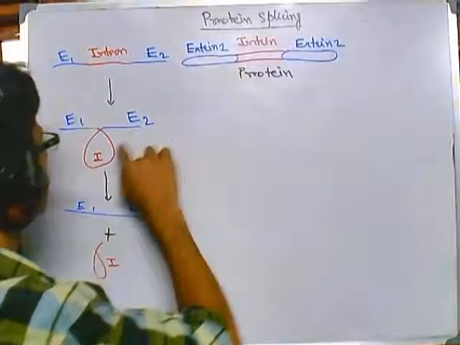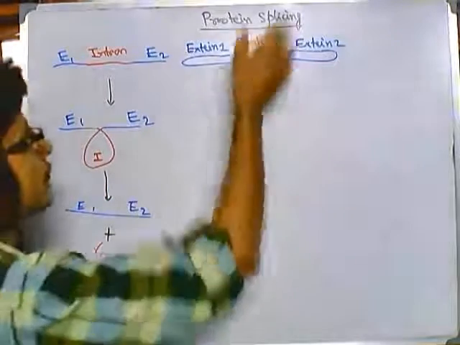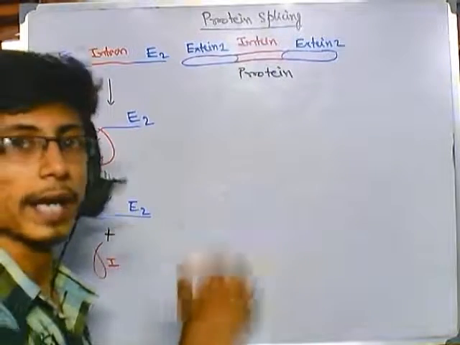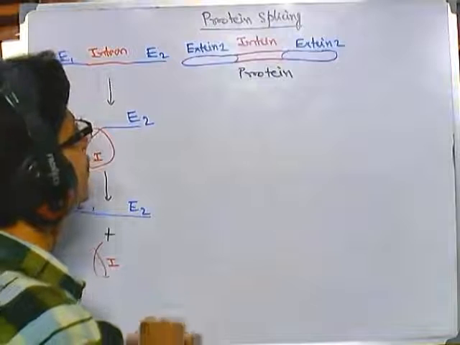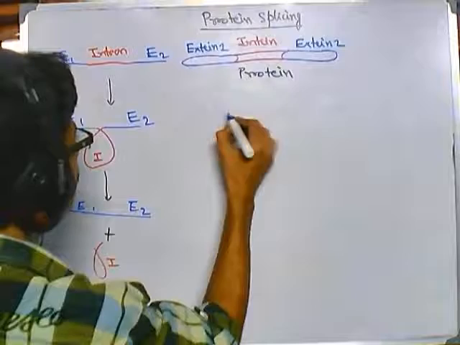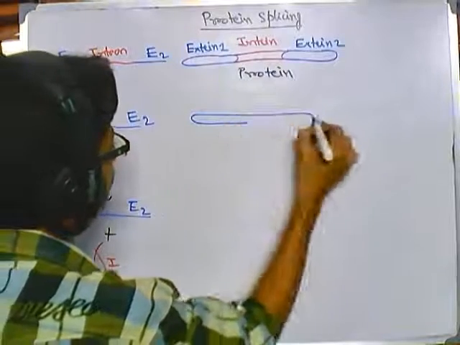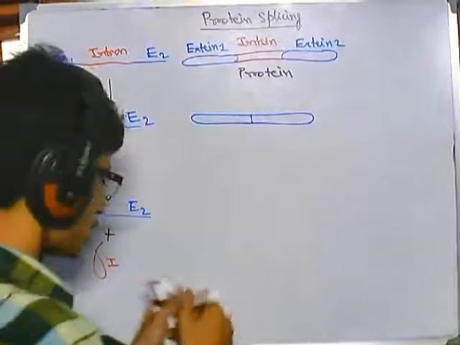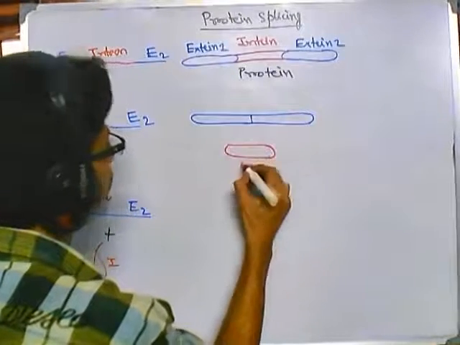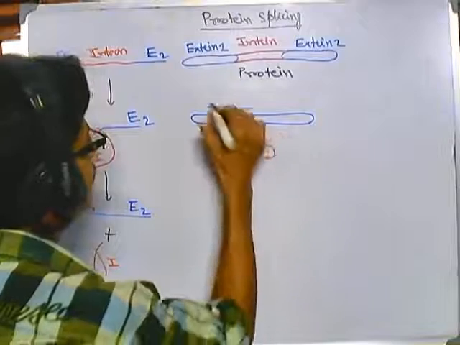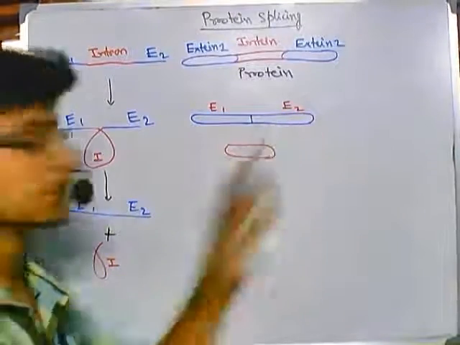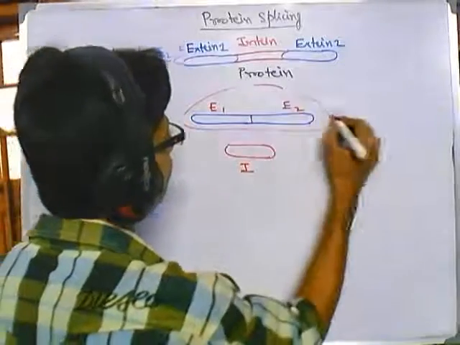Similarly, just like the previous case, this intein is cut out and the exteins are linked together. So this can happen. But the important thing is, again, we simply get these joined together, and along with that we get our desired product. This is the intein, this is extein 1, and this is extein 2. So that's how we get our desired product. Now this protein is our desired protein.